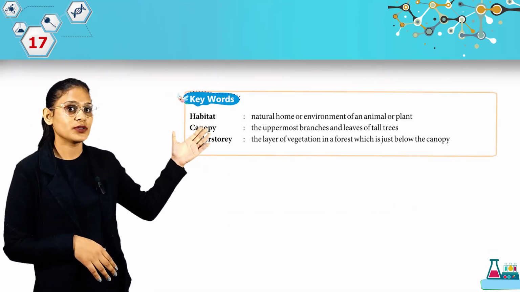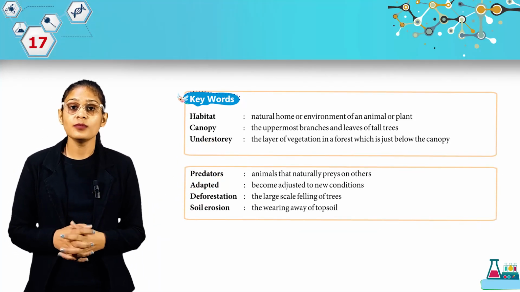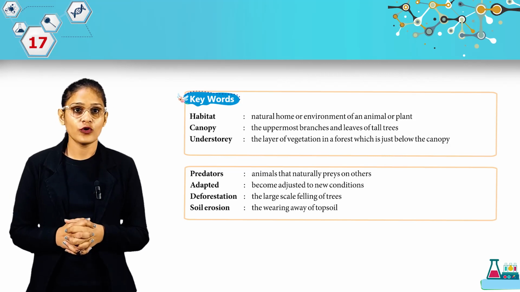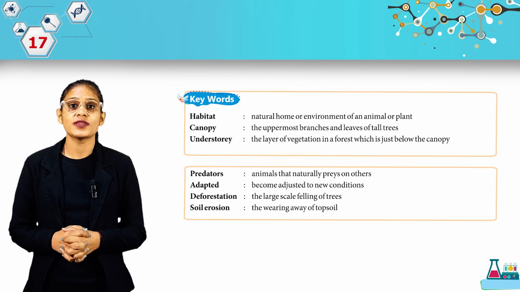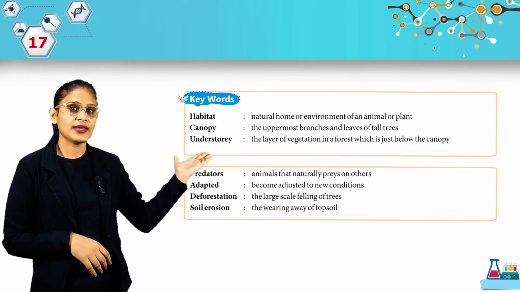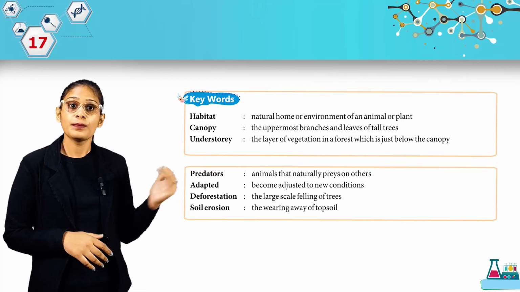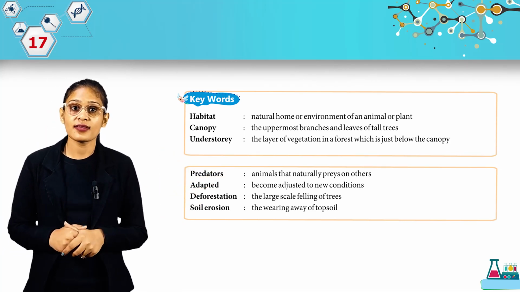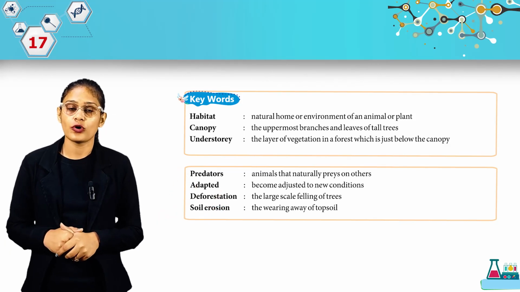Here we have some keywords. Habitat, natural home or environment of an animal or plant. Then canopy, the uppermost branches and leaves of tall trees. Understory, the layer of vegetation in a forest which is just below the canopy. Predators, animal that naturally preys on others. Adapted, became adjusted to new conditions. Deforestation, the large-scale felling of trees. Soil erosion, the wearing away of topsoil.